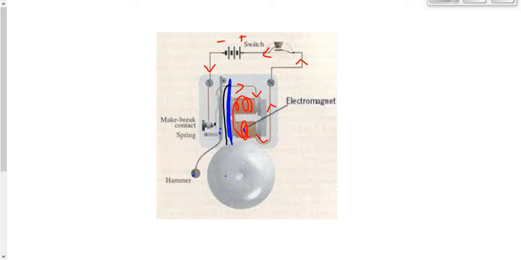This spring right here pulls this back, makes contact. Current starts flowing again. Electromagnets attract it. Hammer hits the bell. Ding. Breaks contact. Goes back. And so on and so on and so on. If the frequency of this is 60 hertz, which is the frequency of the electricity in your house, back and forth, back and forth, 60 hertz, then you would get this ringing, ding, ding, ding, 60 times per second.